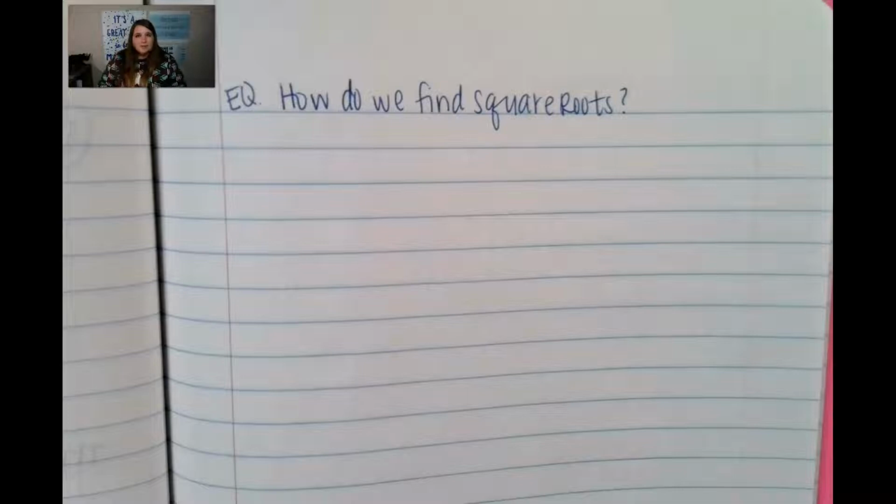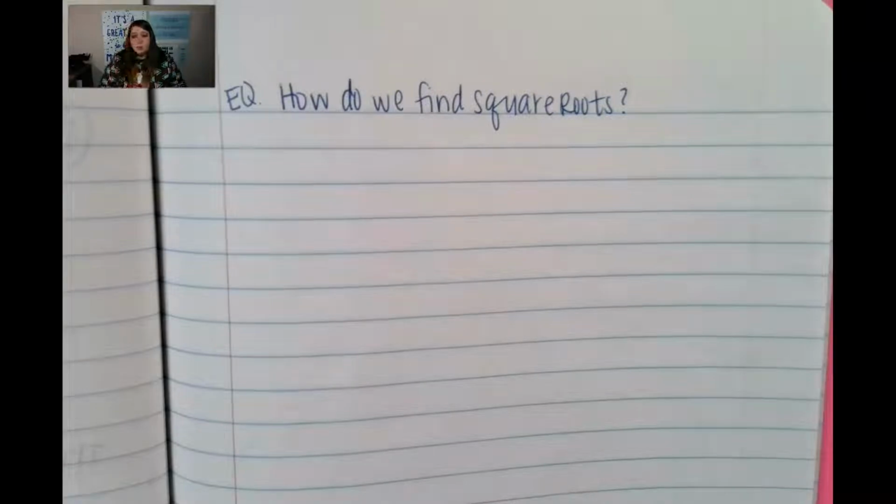Hi everyone, today we start chapter 9. And in our first section of chapter 9, we will be talking about squares and square roots. So squared numbers and what a square root is.